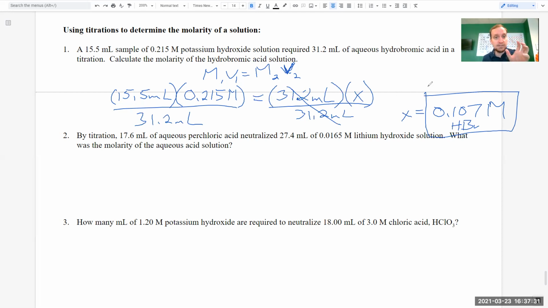Using the known quantities and molarity of our base, our known volume of our acid, we could then calculate what is the molarity of the acid, okay?